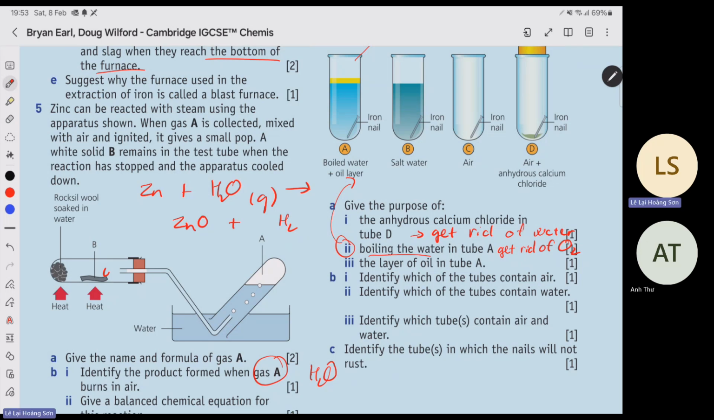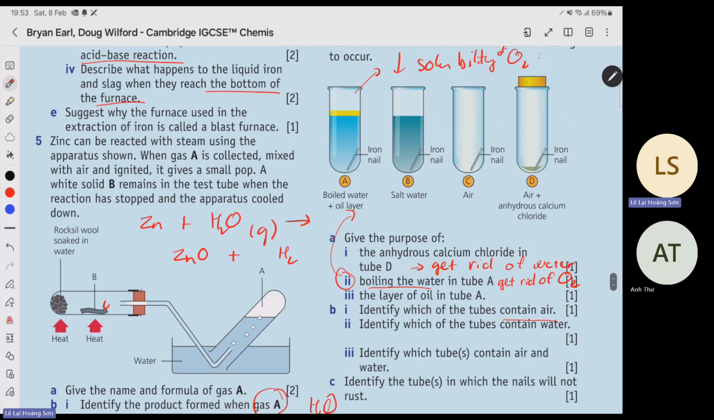Okay. Can you explain why we need a layer of oil in tube A? So that no oxygen can get through the layer. Yep. No oxygen can get through the layer of oil. Identify which of the test tubes contain air. Based on the image above, tell me which one will have the air. C. Why? You just read the name of the test tube, if it contains air.